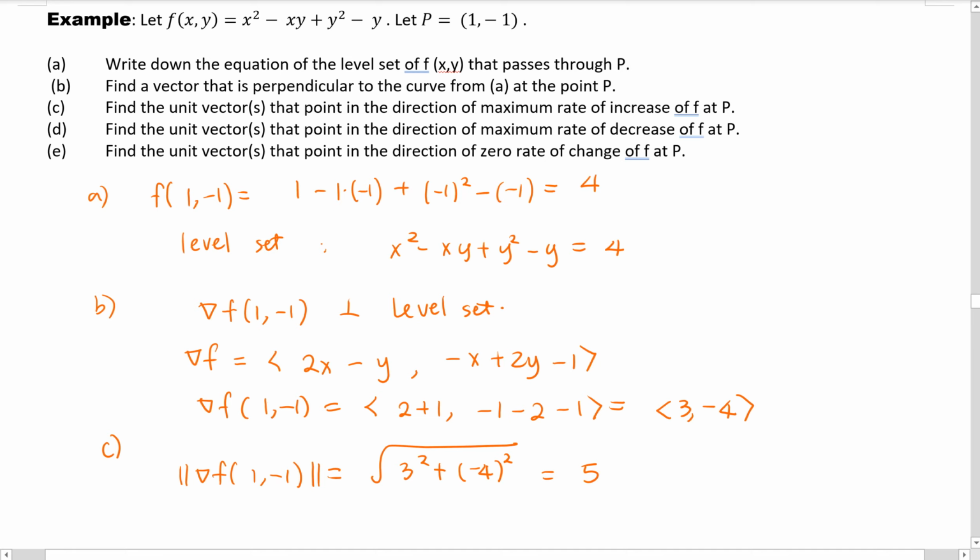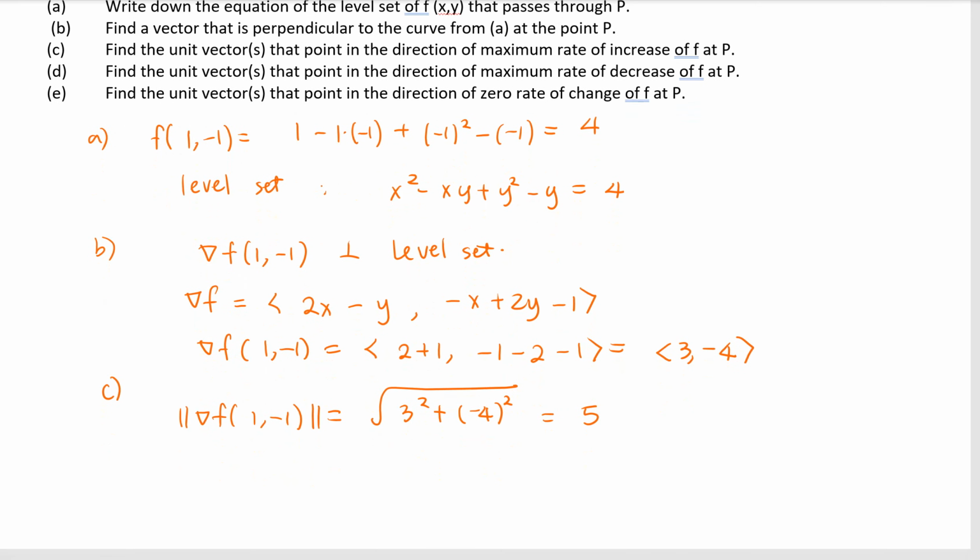So, okay, the unit vector in the direction of maximum rate of increase will be in that direction, because we want a unit vector, so divided by the length. Okay, so we have 3/5, minus 4/5.